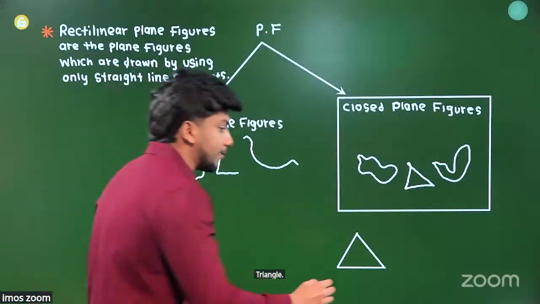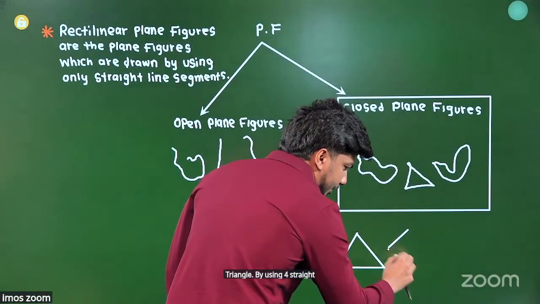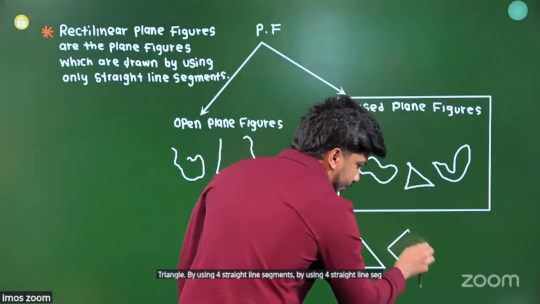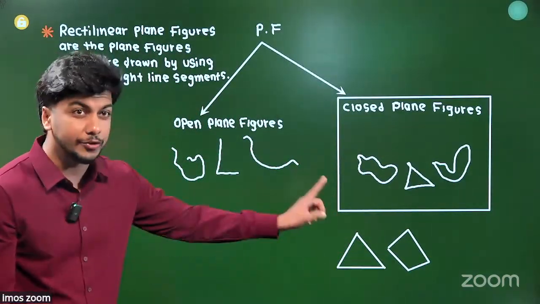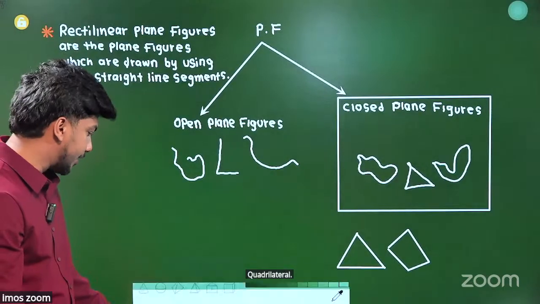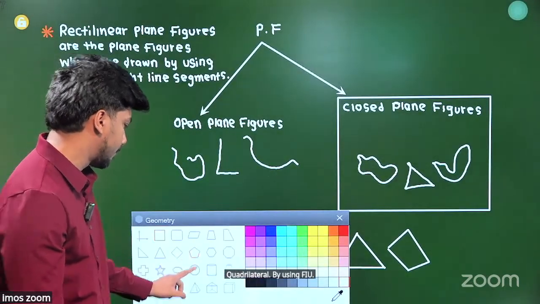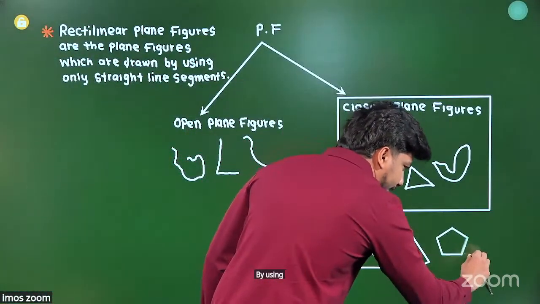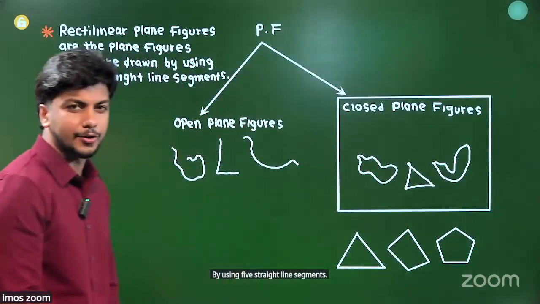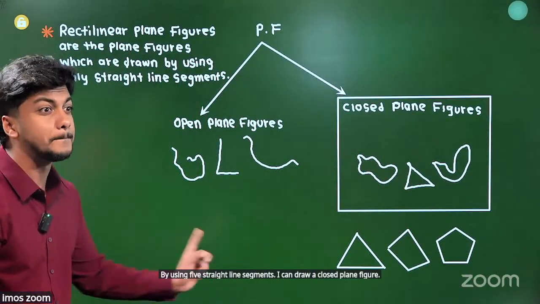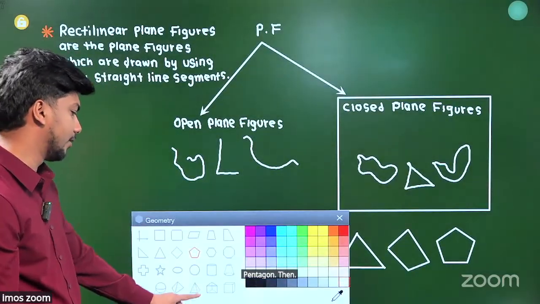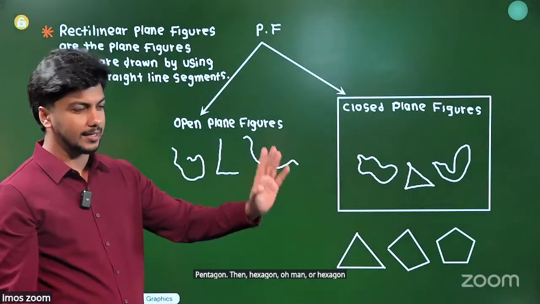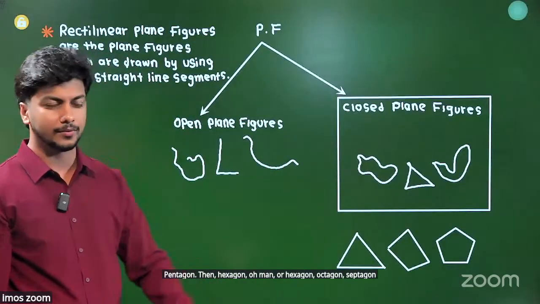By using four straight line segments, I can draw a closed plane figure. Quadrilateral. By using five straight line segments, I can draw a closed plane figure. Pentagon. Then hexagon, septagon, octagon.